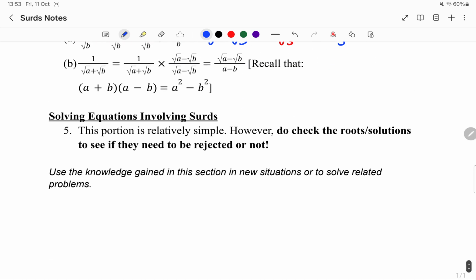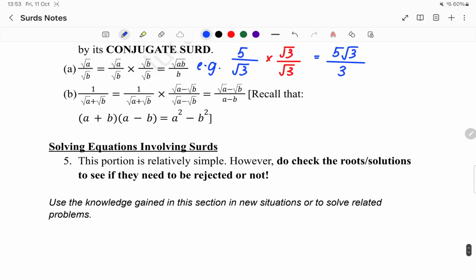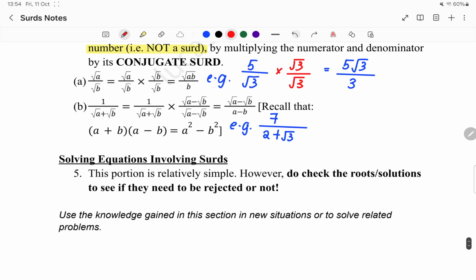Okay, then you look at the next one. How do we rationalize this? Let's say I have 7 over 2 plus root 3. To rationalize, multiply by the conjugate surd. See? So what's the conjugate? Just change the sign: 2 minus root 3 over 2 minus root 3.